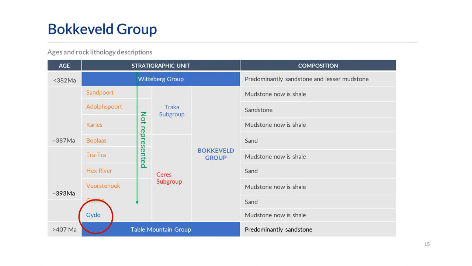So the Bokkerveld group, the only unit which we see in this area is the very lowermost unit, and that's the one that's in contact with the sandstones here. It's the Gydo, which is basically mudstone, which is now turned to shale and very much closer to phyllite here. Because really in the shales, you're representing the primary rock.